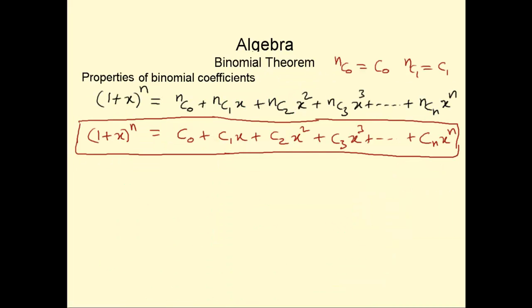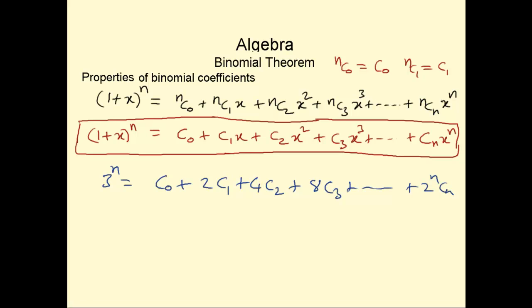Similarly, you can substitute any value of x here, and then you can get some equations in binomial coefficients. That is property number 1. Say if you put x equal to 2, you get 3 to the n on the left hand side, and on the right hand side you get C0 plus 2C1, because x equal to 2, and 2 squared is 4, plus 4C2, plus 2 cubed is 8C3, plus so on, and plus 2 to the n Cn. And similarly, if you put minus 2, you get C0 minus 2C1 plus 4C2 minus 8C3 and so on.